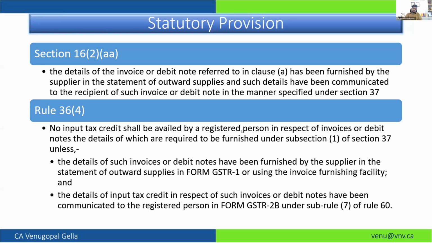So as per Rule 36 sub rule 4, input tax credit cannot be availed unless the details of invoices or debit notes as furnished by the supplier in the GSTR-1, and those details should be communicated to the recipient in the GSTR-2B. Unless these two things happen, the recipient cannot avail the input tax credit. So if you see carefully the way Section 16 subsection 2 clause A is drafted, it refers only to the invoice or the debit note.